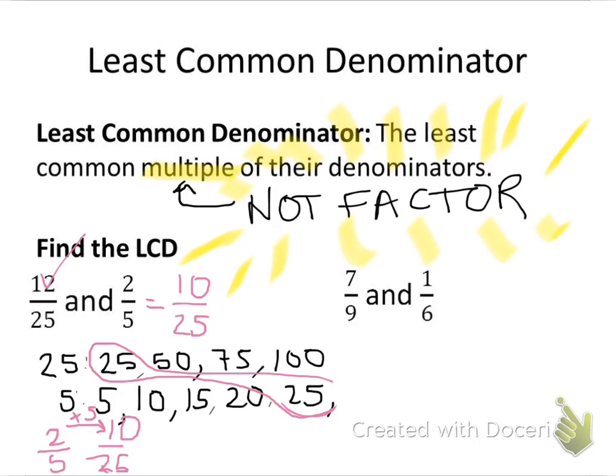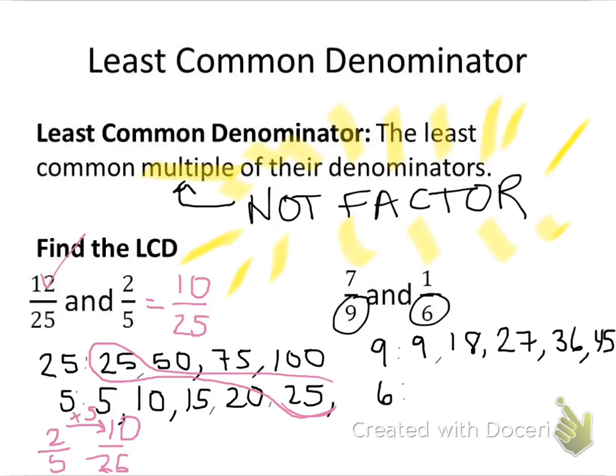What we're going to do again is write out the multiples of both the denominators, so both 9 and 6. Okay, what are the multiples of 9? Start. 9 times 1 is 9. 9 times 2 is 18. 9 times 3 is 27. 9 times 4 is 36. 9 times 5 is 45. Let's stop there.